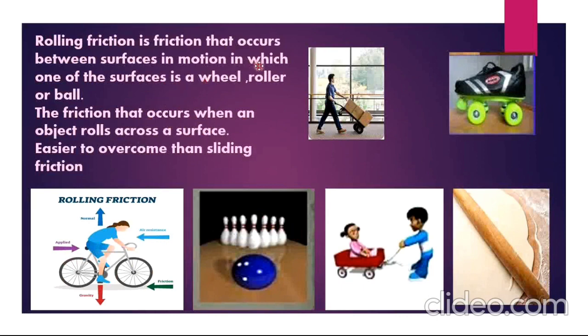It is a friction that occurs between surfaces in motion in which one of the surfaces is a wheel, roller or ball. The friction that occurs when an object rolls across a surface. It is easier to overcome than sliding friction.